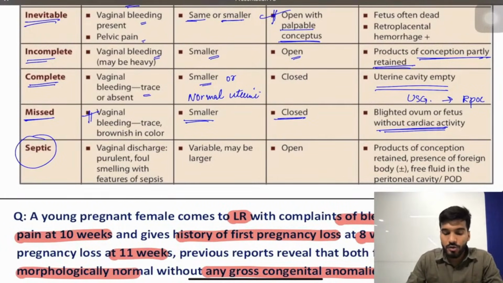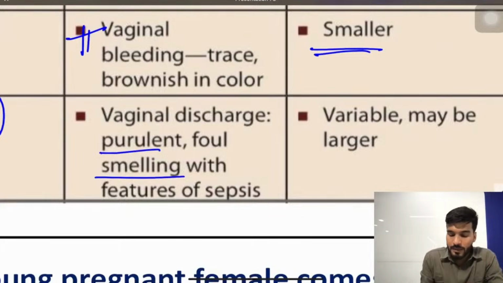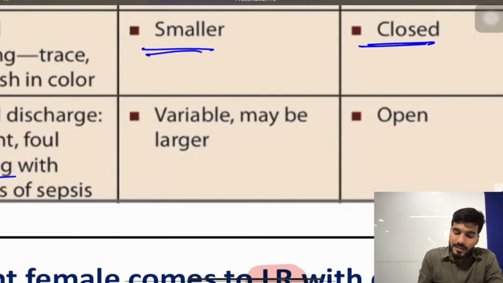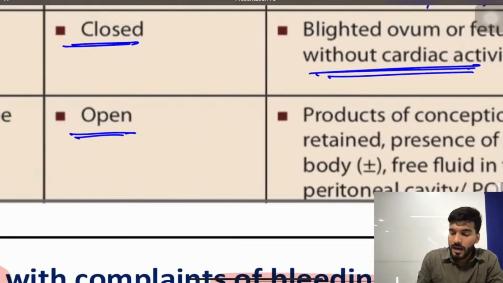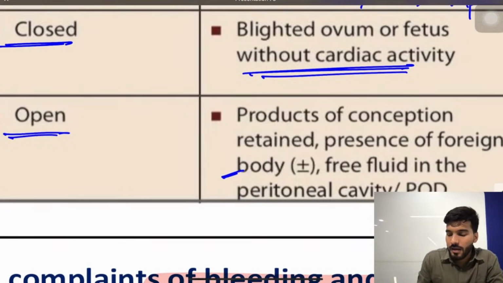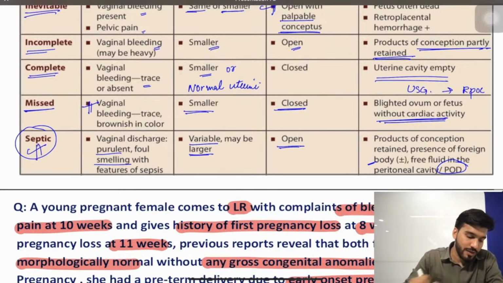So in septic abortion, what will be the presentation of a patient? The vaginal discharge is purulent or foul smelling due to the infection, and with the features of sepsis there will be high grade fever, associated foul smelling discharge. And then uterine size may be variable or larger because of the sepsis. Infection and inflammation will be there, that's why the uterine size is bigger. Os is open, and products of conception, there's a presence of a foreign body, and there can be free fluid present in the peritoneal cavity or the pouch of Douglas. So any type of abortion related with fever, foul smelling discharge, increased uterine size, you take a classical diagnosis for septic abortion. Is that clear?